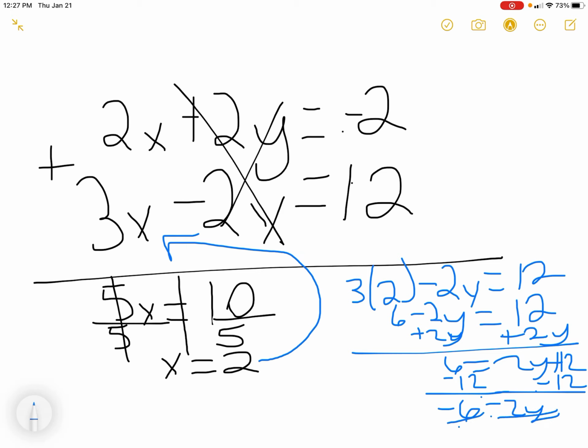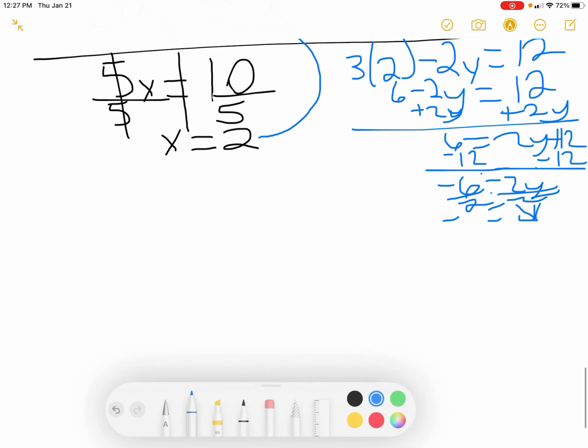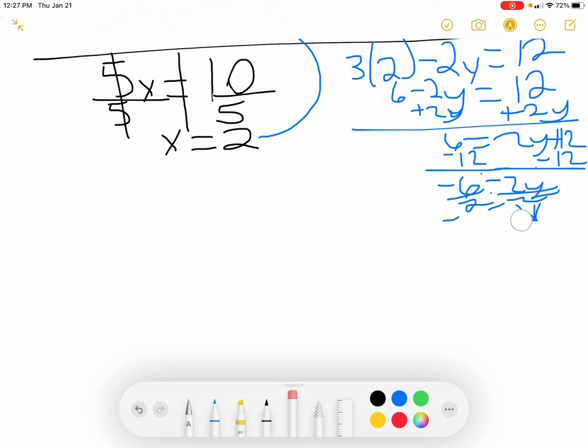Of course, when I divide by 2, I'm going to end up with y equals negative 3. Again, once I divide these out, I'll end up with y equals negative 3.